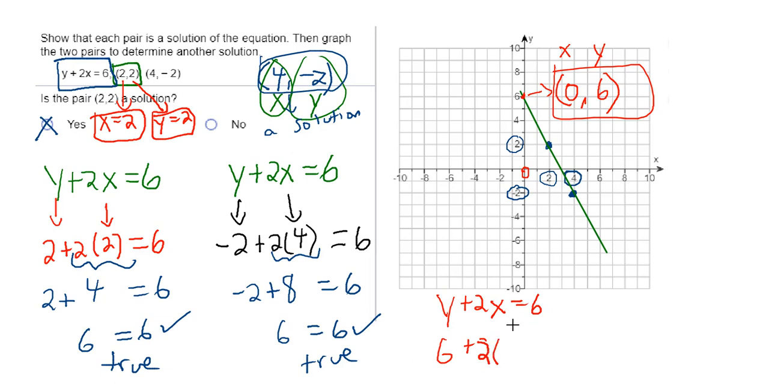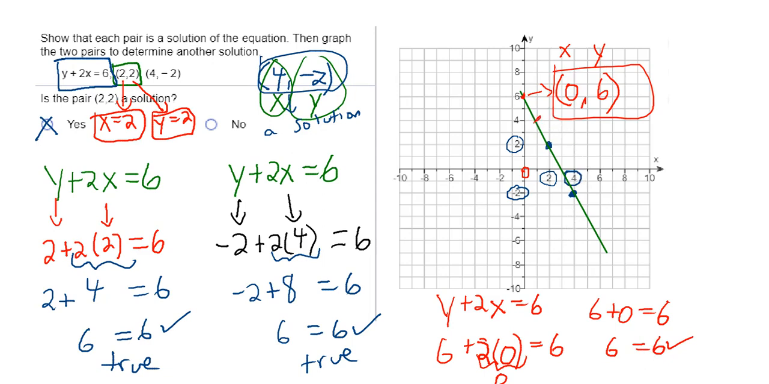So plugging in 0 for x, right, because x value is 0. And we simplify, so 2 times 0 is going to be 0. And so we're going to get 6 plus 0 equals 6, which is indeed true. Right. Let's try that one more time. So 6 plus 0 gives me 6, and so I get 6 is equal to 6, which is true. So that's another solution. And there's many more.